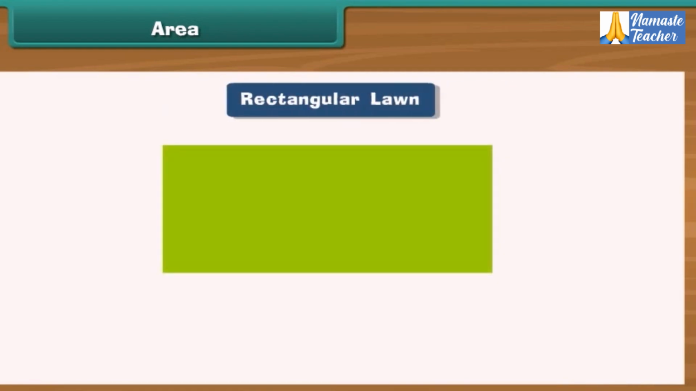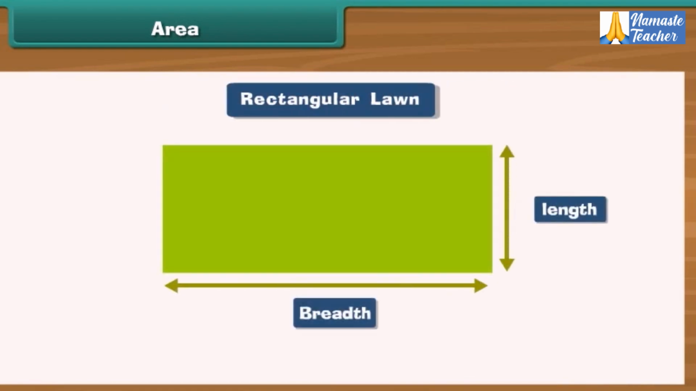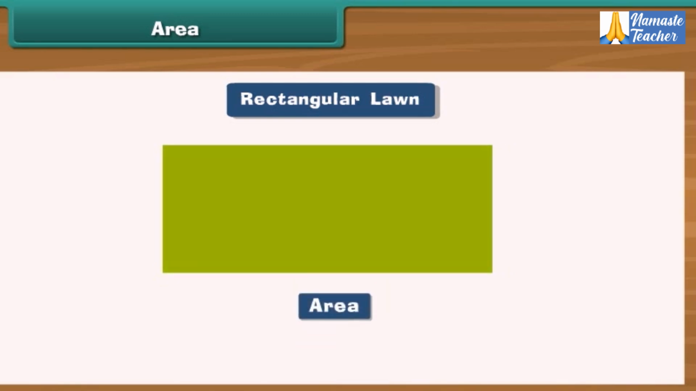Area. The rectangular front lawn of Shreya's house is a two-dimensional figure with a length and a breadth. The total surface covered by a two-dimensional figure is known as its area. A square, you may recall, is a two-dimensional figure whose length is equal to its breadth.